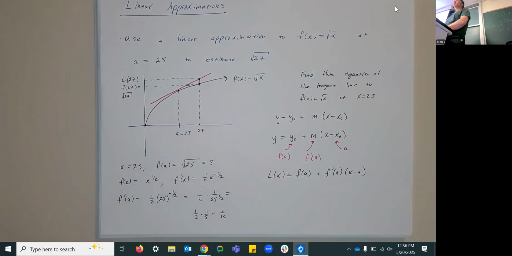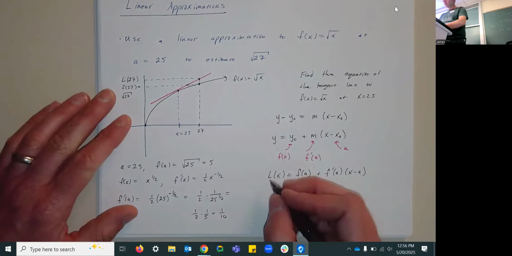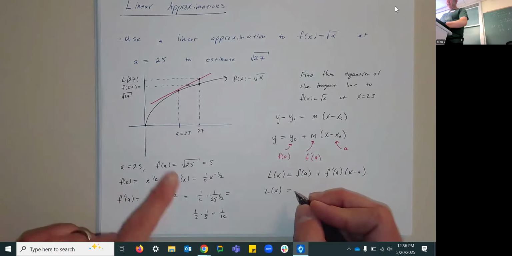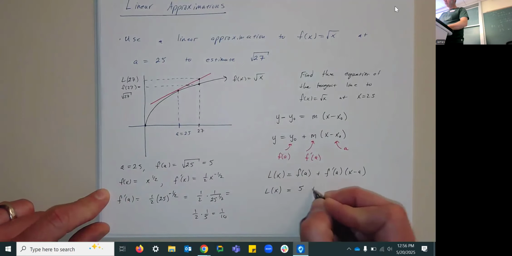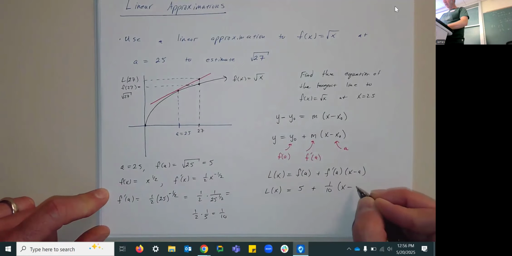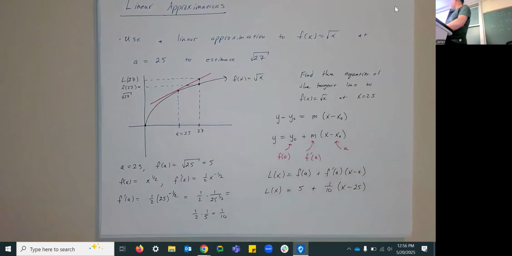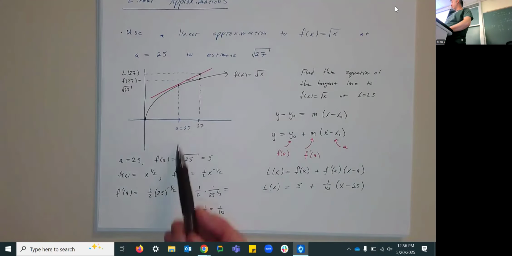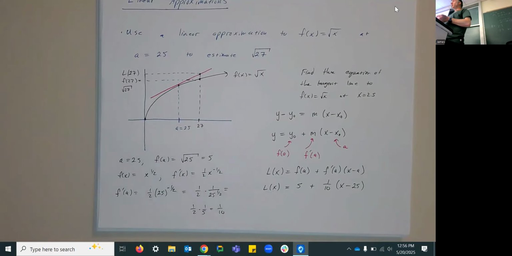So here's what my linearization equation looks like. L of x, the equation of this tangent line, is equal to f of a, which is 5, plus f prime of a, which is the slope, which is 1/10, times x minus a, and a was 25. Now check this out. If we plugged in 25 for x, we'd get exactly 5 back, because if we plug in the point that we're doing the tangent line at, we should get exactly the right value. But the idea here is that we're going to move away from that.